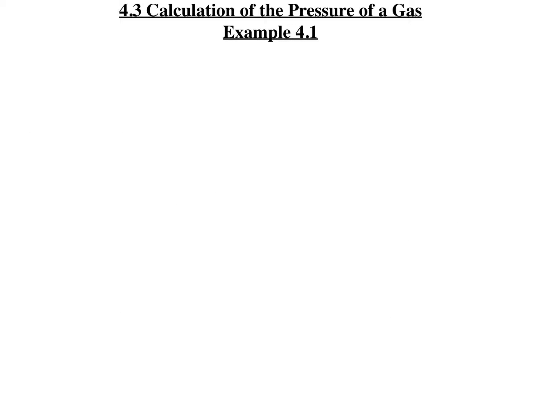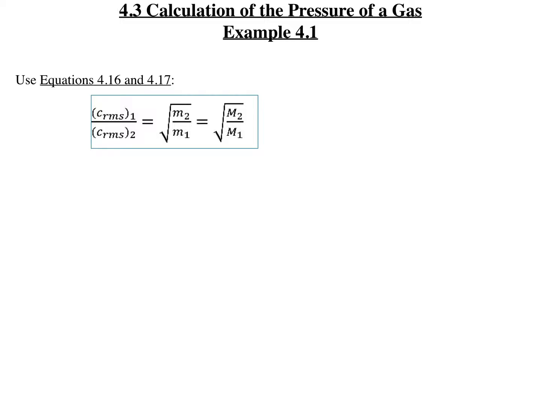So the next example is 4.1. Using equations 4.16 and 4.17, we can write these two. What are these? First, look at the right side. The root mean square speed of an ideal gas is equal to the square root of 3RT over M. M is the molar mass.